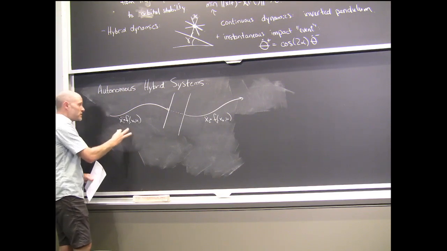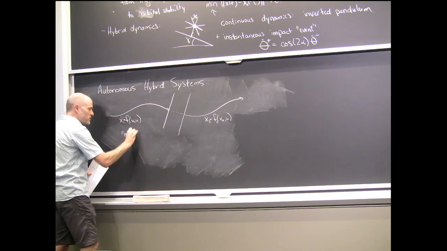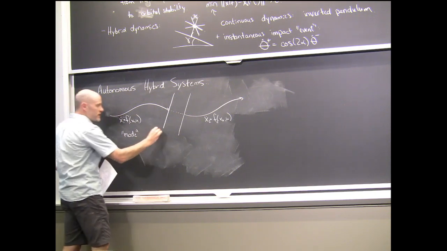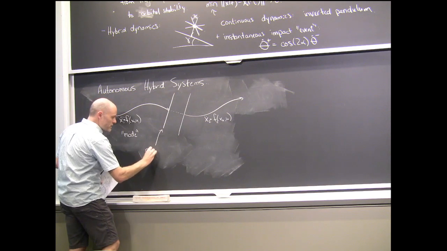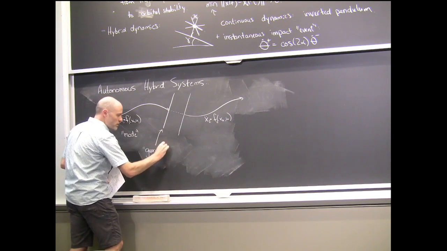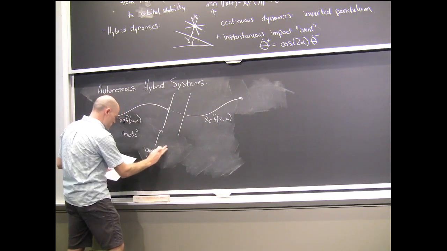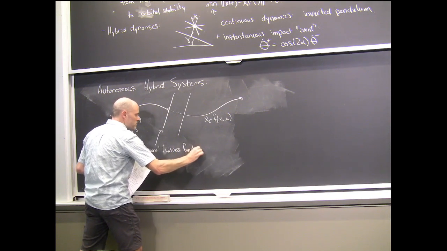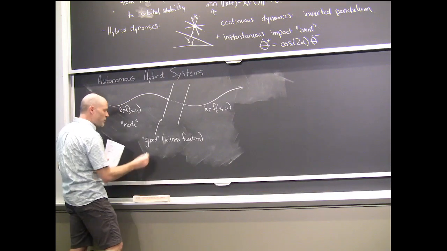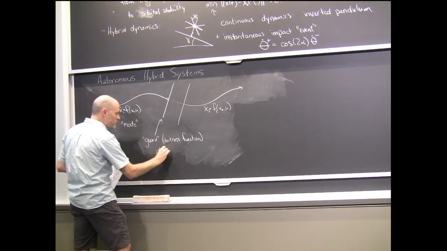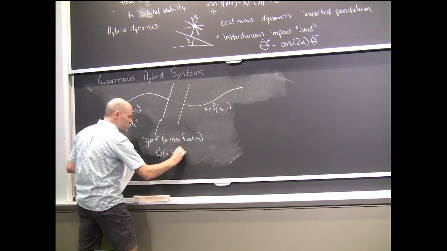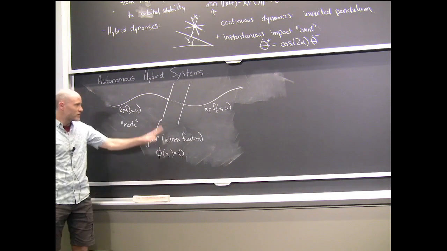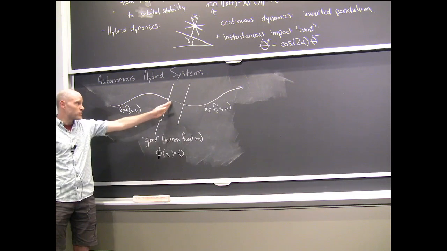These continuous parts are typically called the modes of the hybrid system. This here is called the guard, or sometimes a witness function; you might use a witness function to define the guard. We typically write this in an autonomous hybrid system as being defined by some function of the state. When I have a zero crossing of some function of the state, that's what triggers my event.